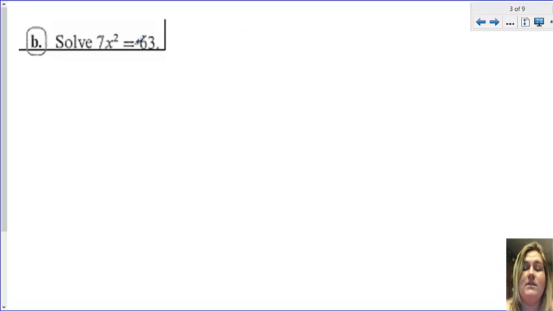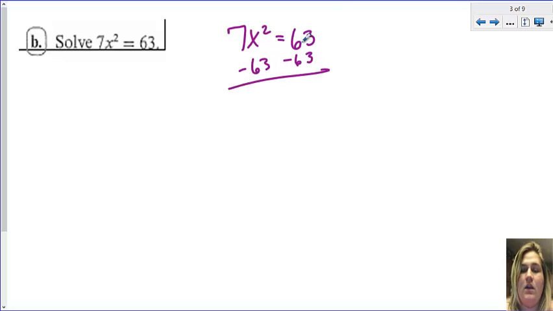For part B, we're looking at the same thing here, except we always want to set it equal to 0. They have to be on the same side. So I'm going to rewrite the problem because I have a weird box around that for some reason. So I'm going to subtract 63 from both sides, and that'll cancel out. So I have 7x squared minus 63 equals 0. Now I do not have a difference of two squares right now because 7 is not a perfect square and neither is 63. But I can factor something out first.